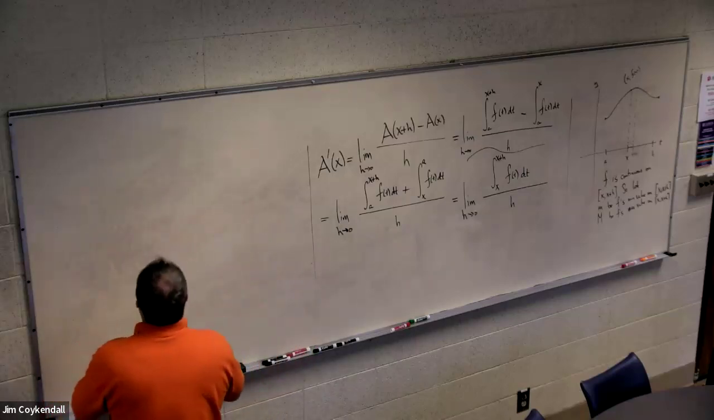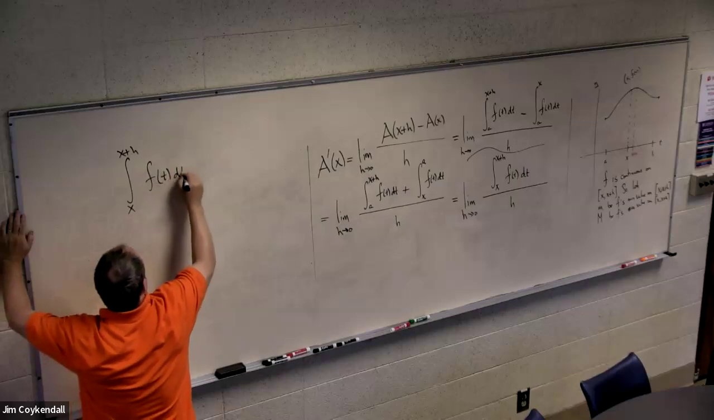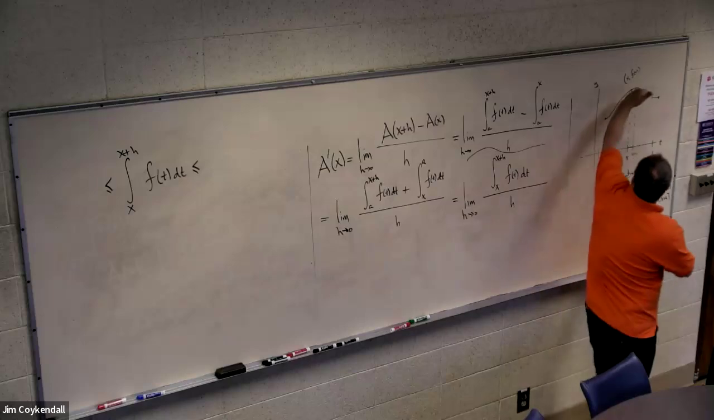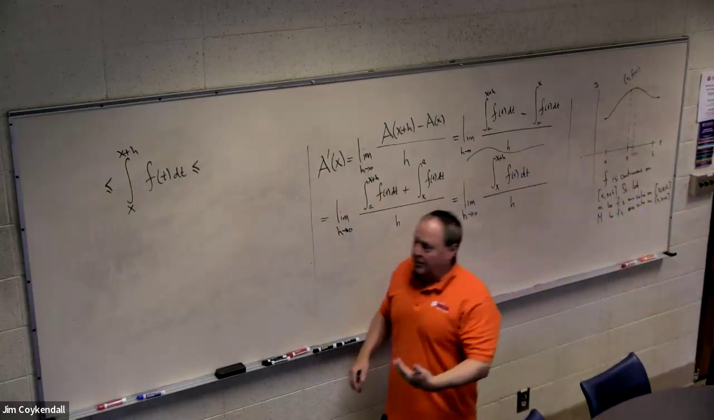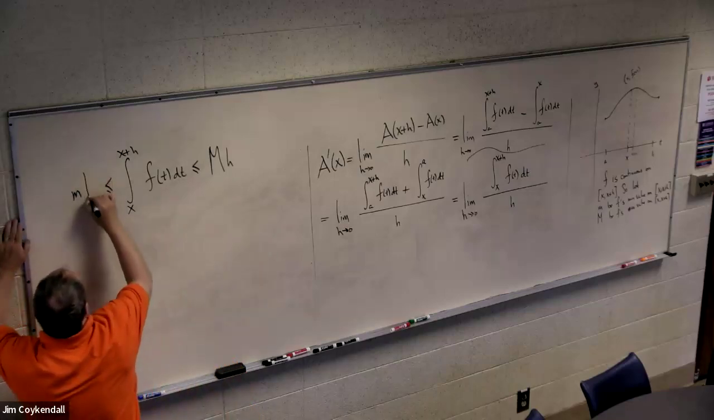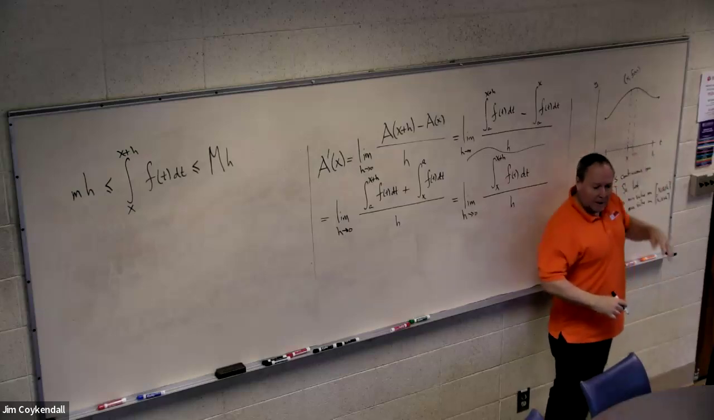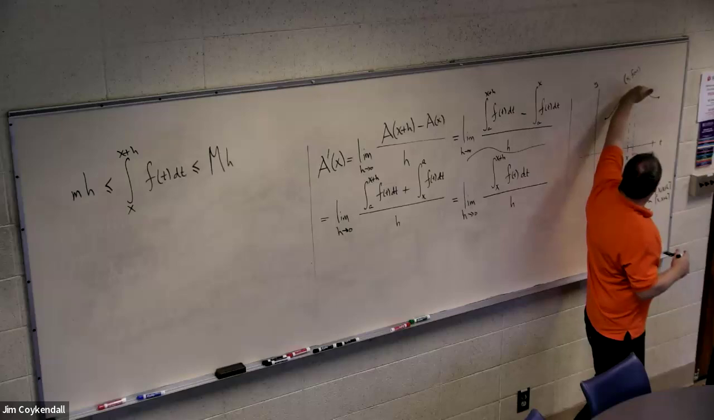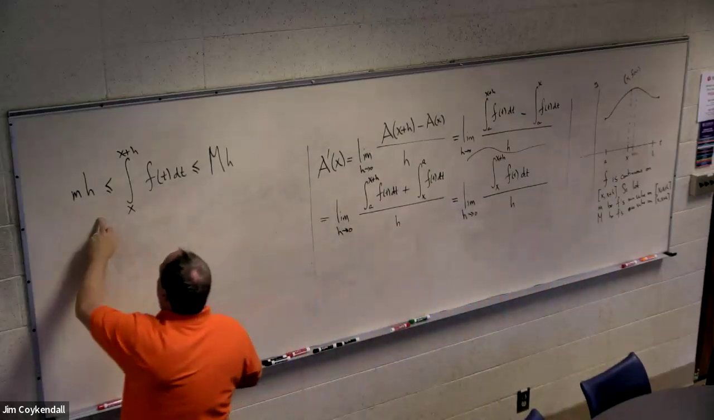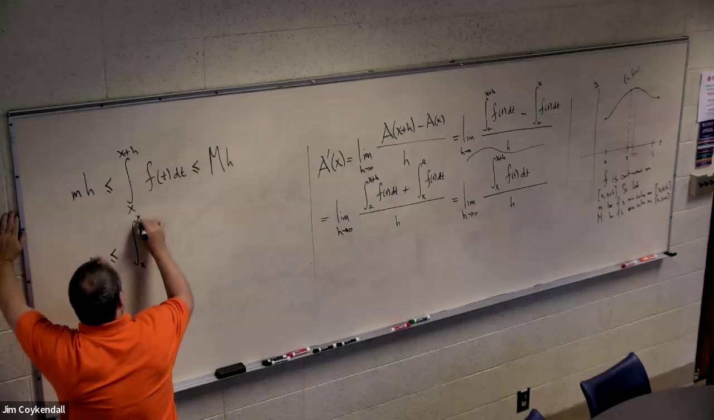What do I know? I know that the integral from x to x plus h of f of t dt is between two things. It's less than or equal to its maximum value times the length of the interval, because that's a big rectangle. Maximum value times the length of the interval, which is h. And it's also greater than or equal to its minimum value times h. Because capital M h is a rectangle over the top of this, and little m h is a rectangle sort of under it. Divide all three sides by h. Again, I'm assuming that h is positive here, but it works out for h negative as well.